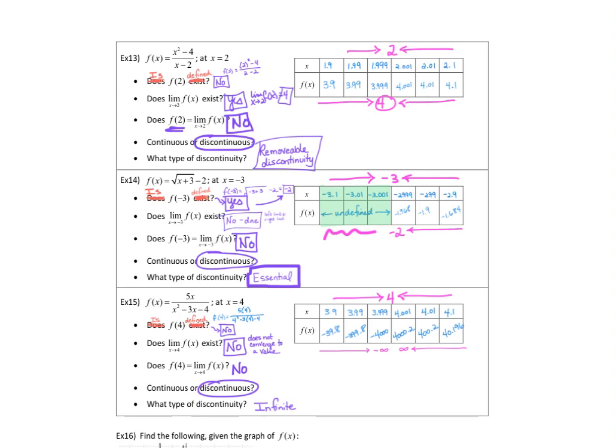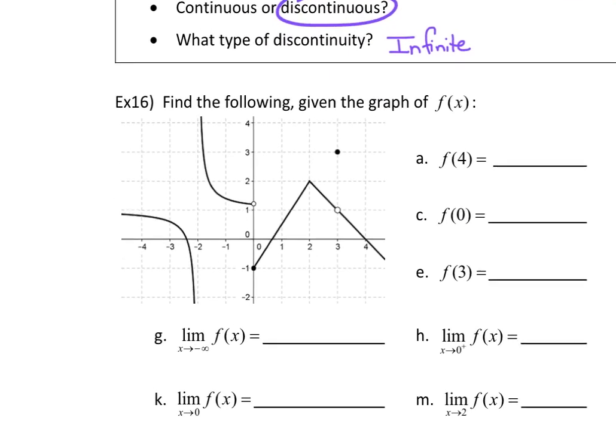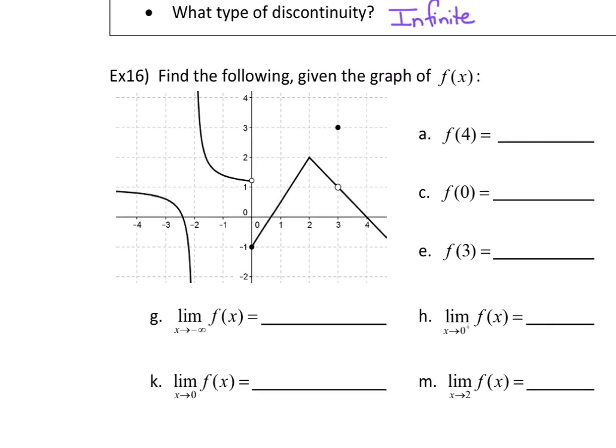Last but not least, and we'll do more of this in class on the review day, but I want you to take a look at this graph here. There's several things going on here. I see a horizontal asymptote. I see a vertical asymptote. I see a jump discontinuity. I see a removable discontinuity. I see a place where the function is defined at a different place than the limit. I see a place that has a different limit on the left and on the right.